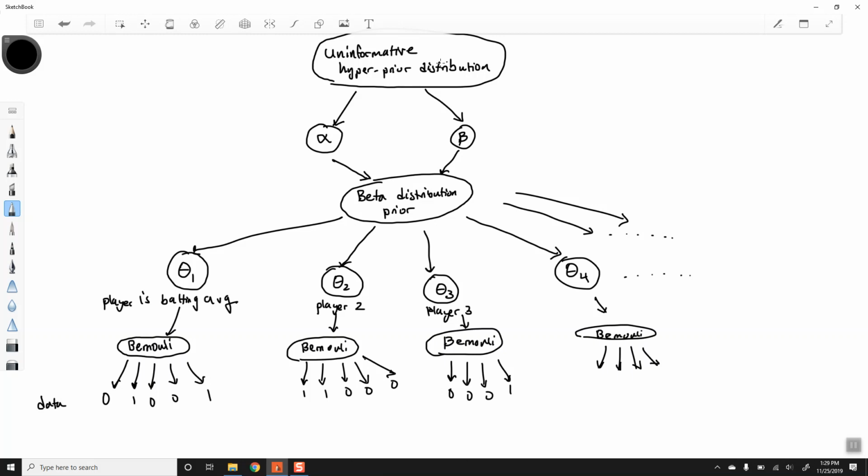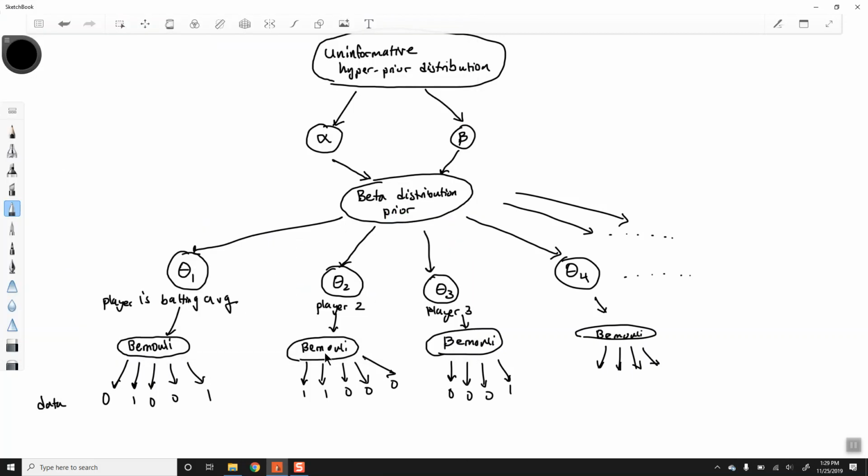Yeah. Do we draw a new alpha and beta for each player? No, we will keep the same alpha and beta, to say this is our prior distribution for all players. But this player might have been drawn from the high side of that beta distribution, and this player might have been drawn from the low side.